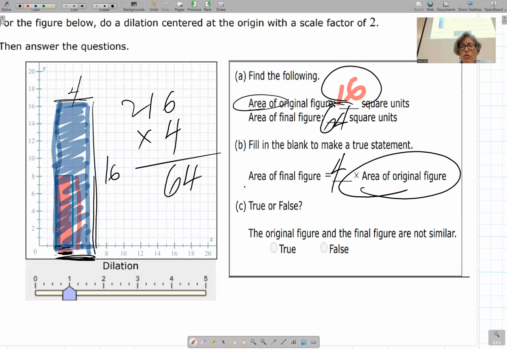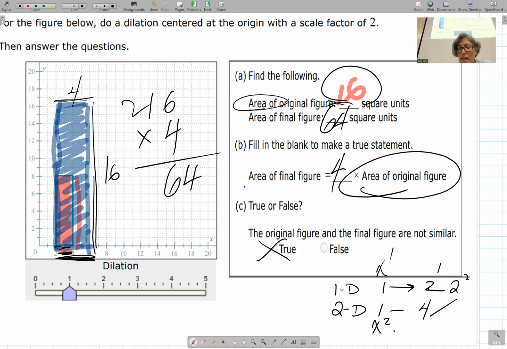And the original and the final figure are always similar, same shape, different size. So this is what happened in the first dimension. We went from 1 to 2. In the second dimension, area, we went 1 to 4. And that's because the first dimension is x to the first, the second dimension is x to the second. So if you take 2 to the first and 2 to the second, it gives you 4.